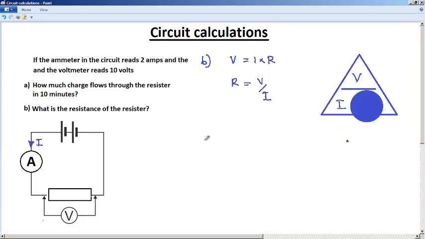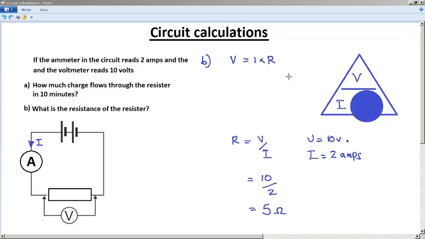And then we just substitute in those values. V equals 10 volts. Write that along the side. I equals 2 amps. Then R equals 10 divided by 2 equals 5. And you need to remember the unit for resistance, which is the ohm.